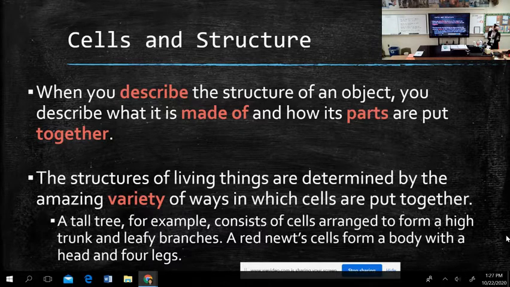So with the structure of living things, that's determined by the variety of ways in which cells are put together. So some of our cells are arranged to be an organ or to help digest food. With a tree, cells are arranged to form the trunk and then the leaves and the branches. And plant cells especially are set up in specific patterns to create that leaf and that tree.